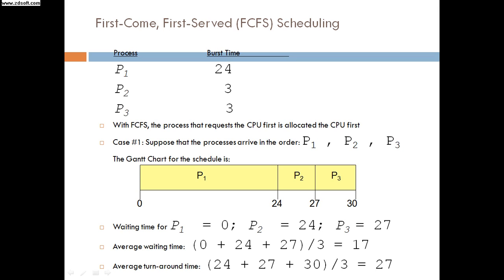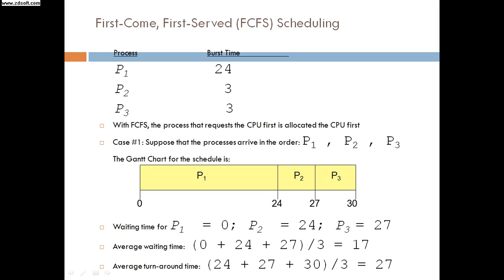We have three processes P1, P2, P3 and the corresponding burst times are 24, 3 and 3. We'll take the millisecond as the time unit. We can pictorially represent the schedule allocated by the CPU as what is called the Gantt chart. Initially the process P1 enters the system and is executed for 24 milliseconds. So from 0 to 24, P1 is completed.